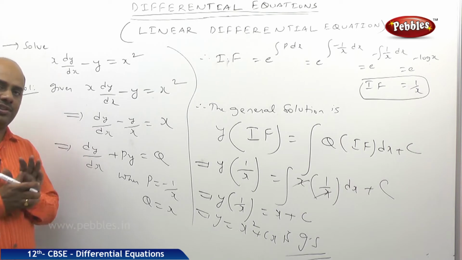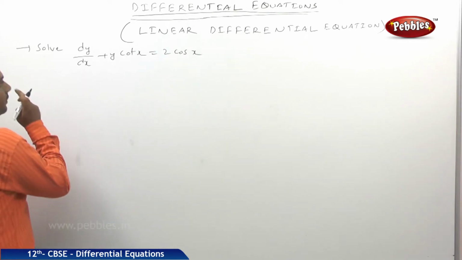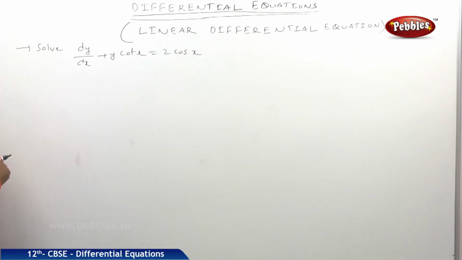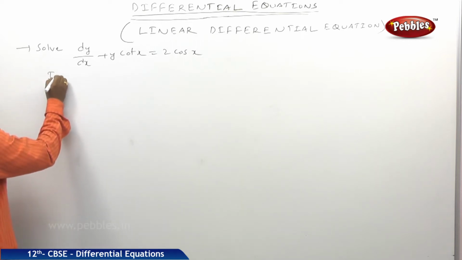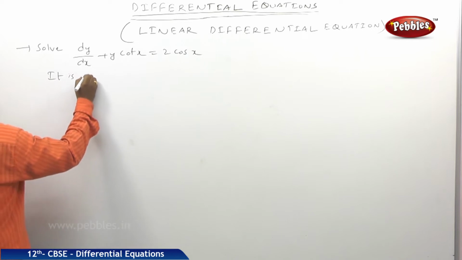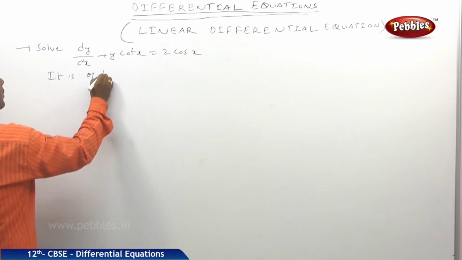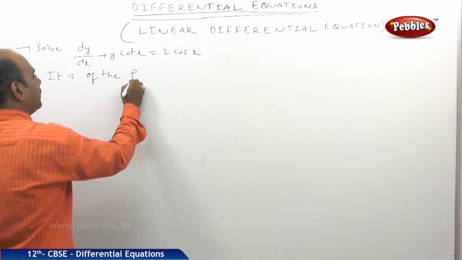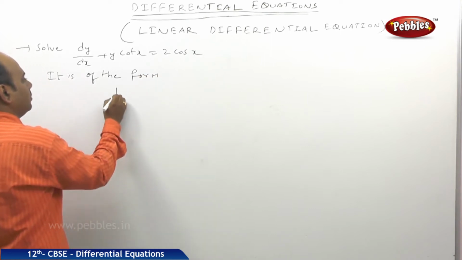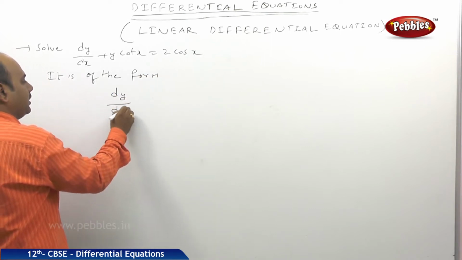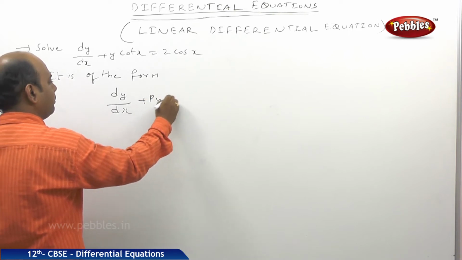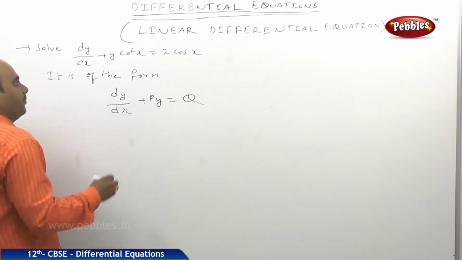I think you followed this. This is the given differential equation for us, dy by dx plus y cot x is equal to 2 cos x. So it is linear, it is of the form dy by dx plus py is equal to q.